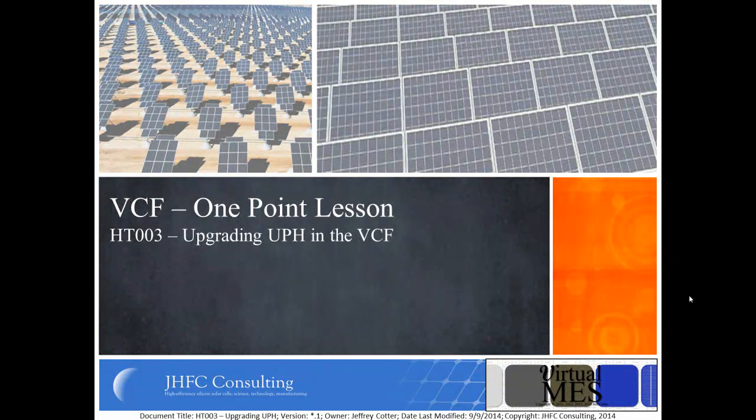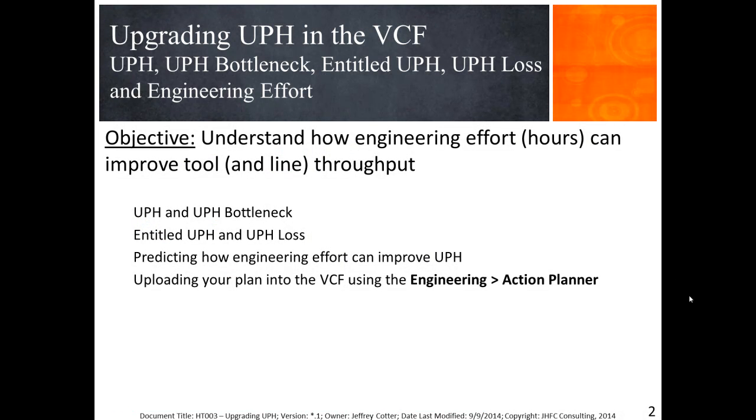This one-point lesson is designed to help you understand the UPH metric in the VCF and how to upgrade the UPH using your Engineering Action Planner tool. Towards that objective, this OPL will cover four main topics: the definition of UPH and UPH bottleneck, the definition of entitled UPH and UPH loss, predicting how your engineering effort will improve the UPH, and uploading your plan into the VCF using the Engineering Action Planner tool.